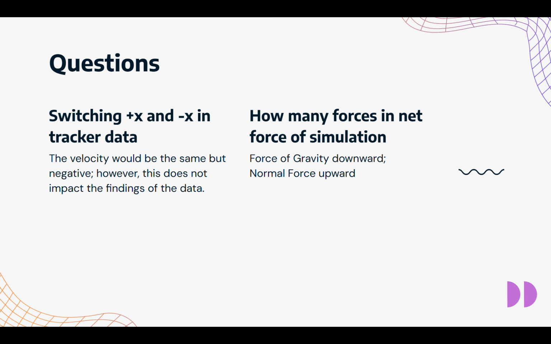Two questions in this lab: if the axes were flipped, what would happen? The velocity would be the same, but negative. However, this does not impact the findings of the data. Another question is how many forces result in the net force of zero in the simulation? There are two main forces: gravity, which pulls the object downward, and the normal force, which pushes the object upward from the table.